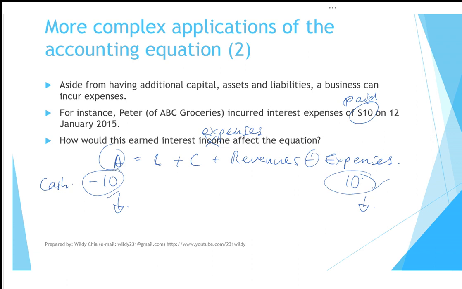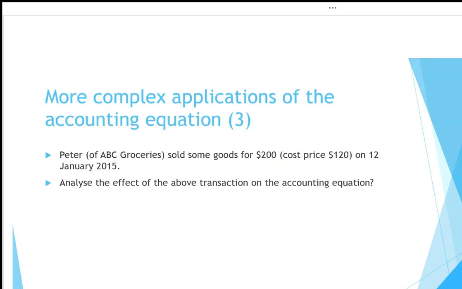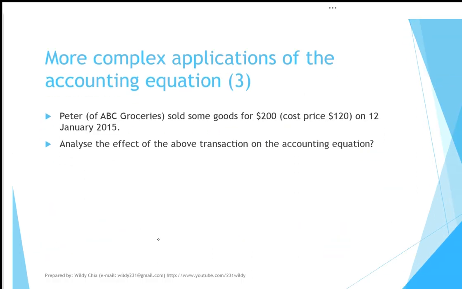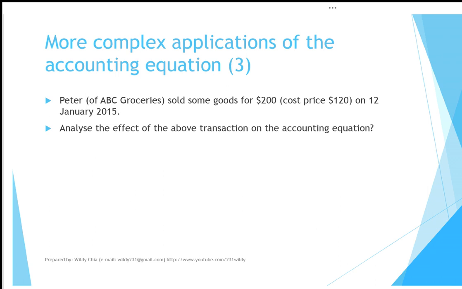Notice that this is a bit more complicated than the examples in the earlier video. Let's look at something a bit different. How about this? Now I'm going to explain to you what happens if, let's say, Peter sold goods of 200. These goods were sold for 200, and that was the selling price. The cost price of the goods was $120. Question: what is the effect on the accounting equation?